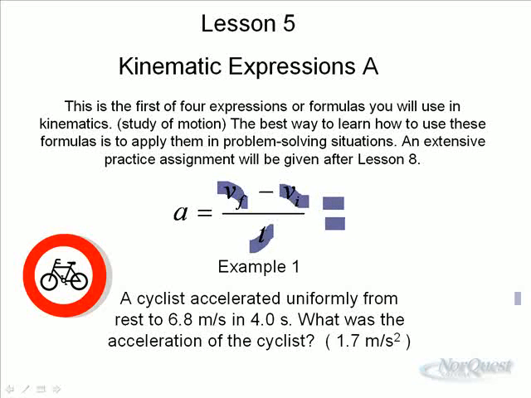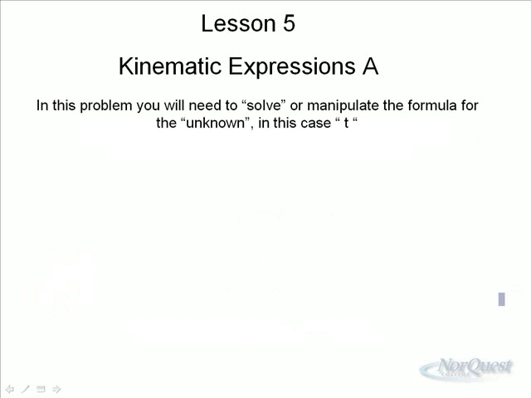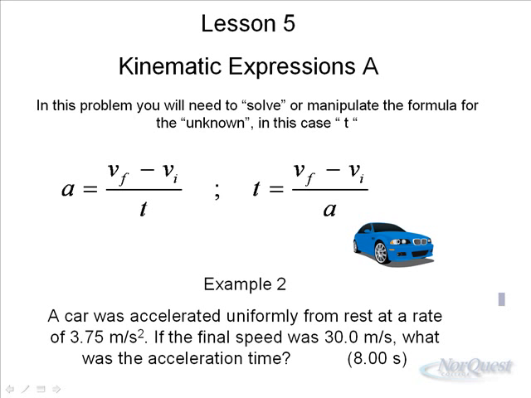All right, the next one is a little more of a challenge. In this problem, what you'll have to do is solve or manipulate the formula for the unknown. In this case, the problem is that a car was accelerated uniformly from rest at a particular rate of acceleration. The final speed was 30 meters per second. What was the acceleration time?